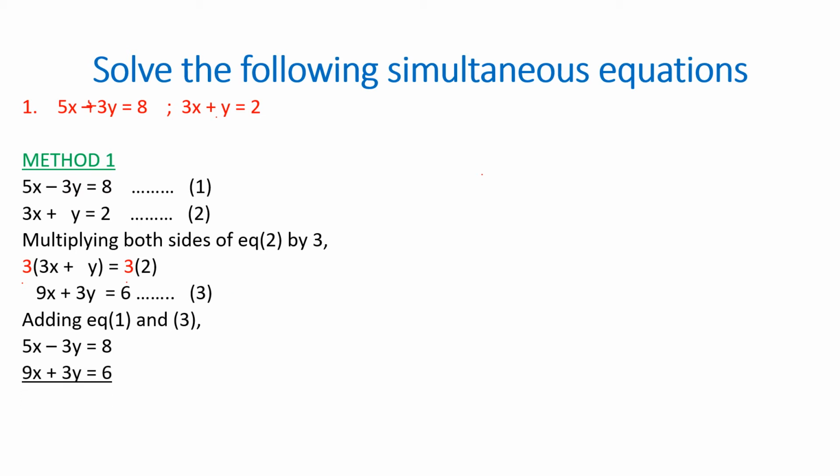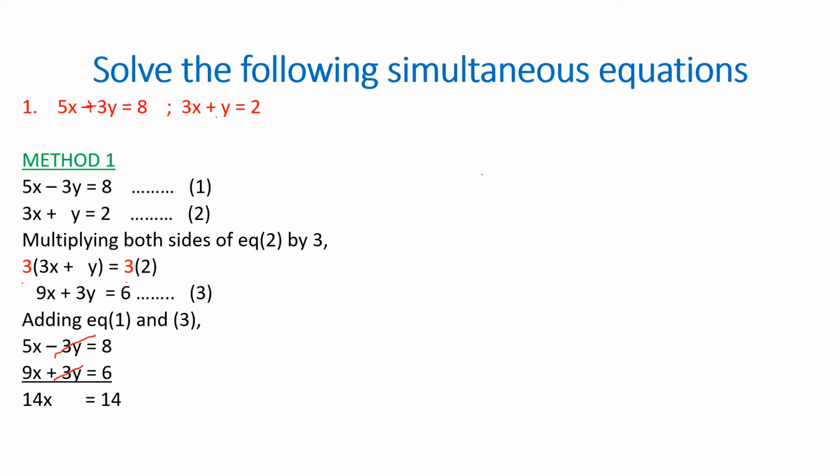So if I add, what will happen? 9 plus 5 gives me 14. What happens to minus 3y and plus 3y? This is 3 minus 3, which will be 0. In other words, if you have the same term with the opposite sign, you can cancel them, minus 3y and plus 3y, and you will be left only with 5x plus 9x. So this is 14x is equal to 14.